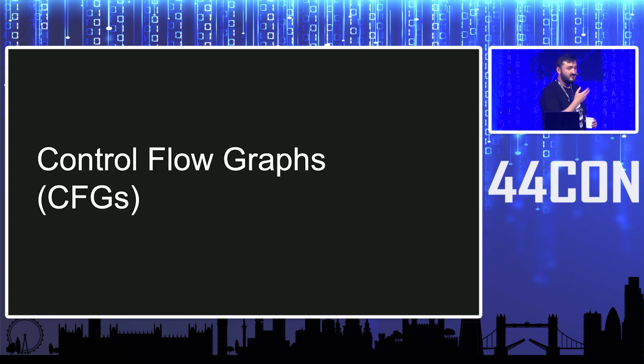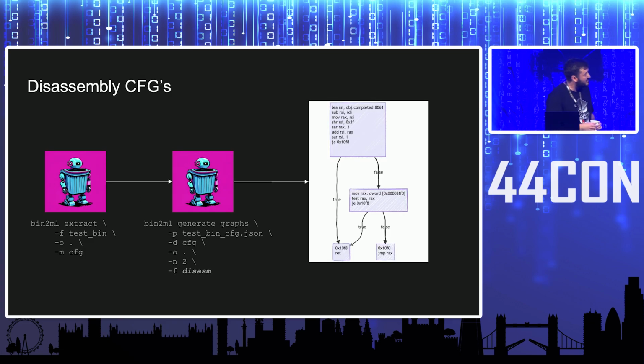So the first one is control flow graphs. For those who aren't familiar with a control flow graph, it's typically function level, and basic blocks are a contiguous set of instructions, and then the edges are jumps or fall-throughs or whatever. And this is actually big enough, so you can read that. That's really good.